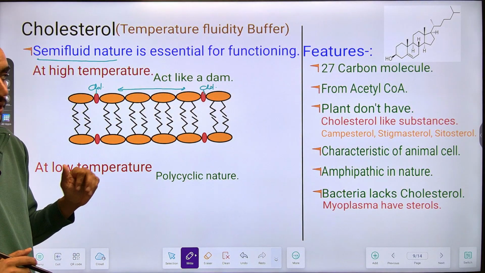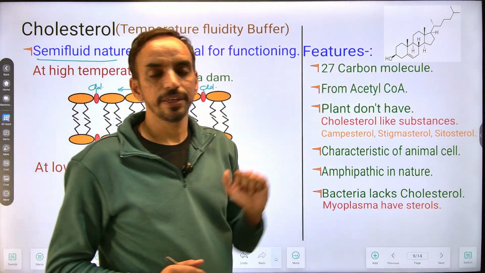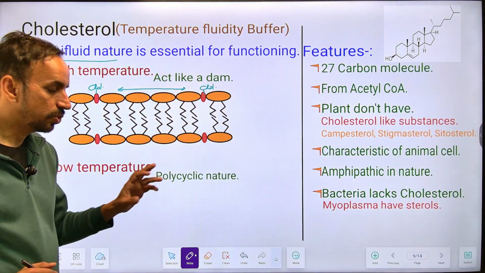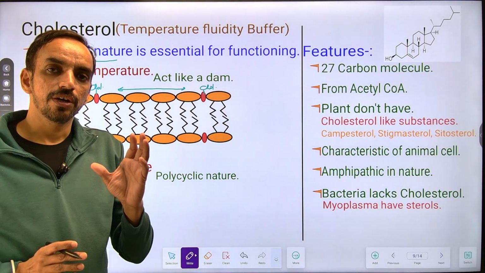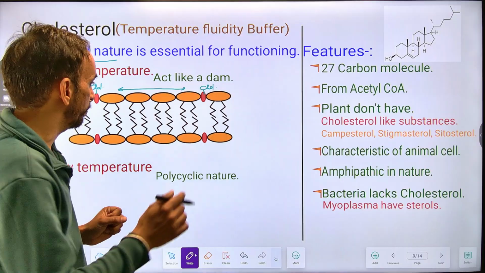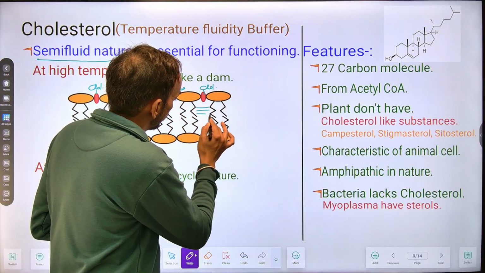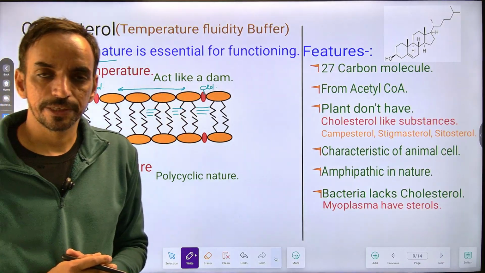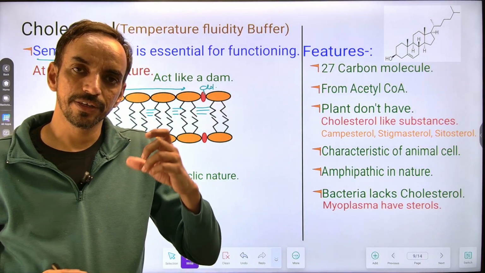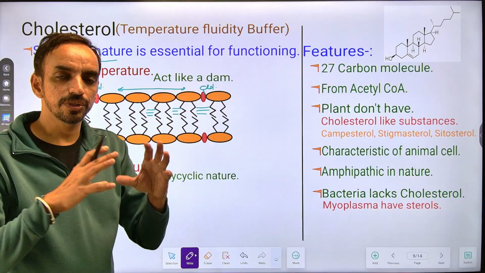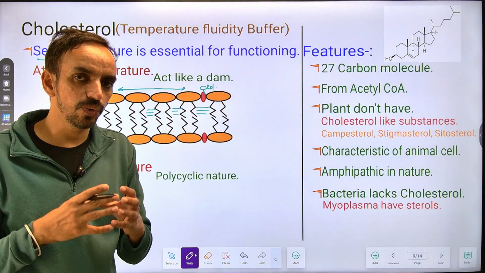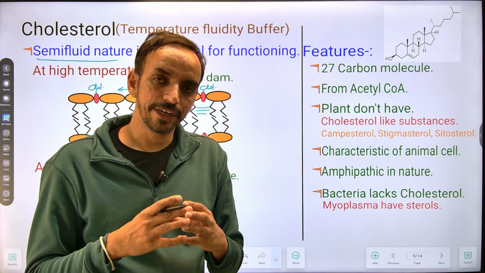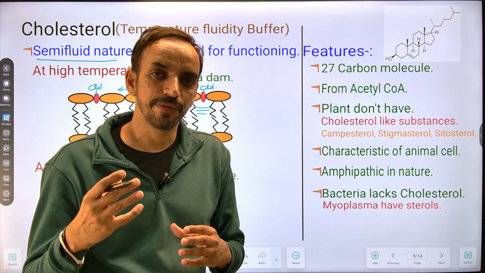एट लोअर टेम्परेचर, दिस इज द स्ट्रक्चर ऑफ ए cholesterol which is a polycyclic structure. So due to the polycyclic nature, cholesterol, it does not allow the formation of strong hydrophobic interactions between the plasma membrane lipids. जो कोलेस्ट्रॉल है अपने पॉलीसाइक्लिक नेचर की वजह से it will not allow the formation of strong hydrophobic interaction at the lower temperature. इस वजह से वो मेम्ब्रेन को फ्रीज होने से बचा लेता है. At lower temperature, again it will maintain a semi-fluid nature.